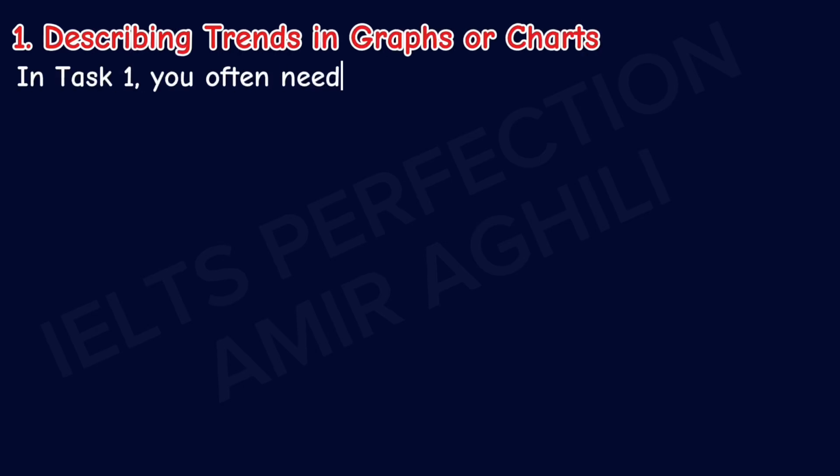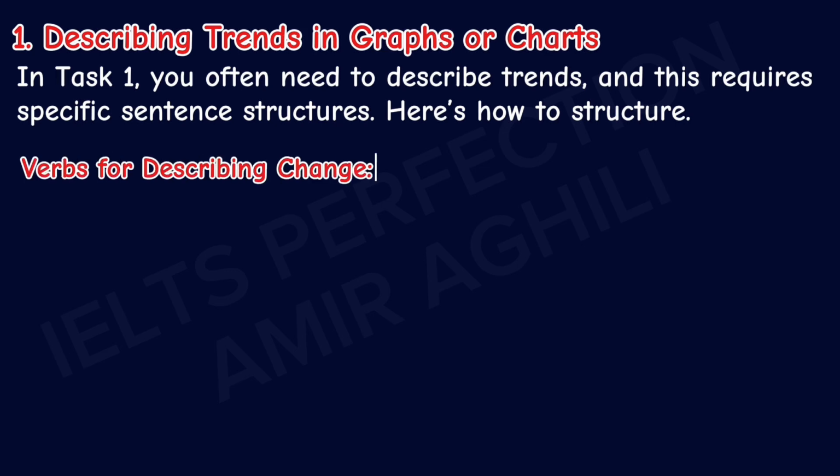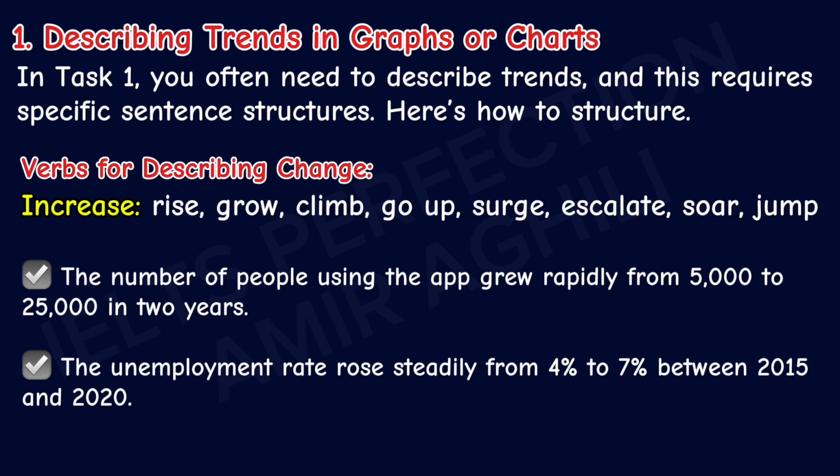Number 1 is describing trends in graphs and charts. In Task 1, you often need to describe trends, and this requires specific sentence structures. So, here's how to structure it. First of all, you need to use verbs to describe changes. For example, if you want to talk about increase, you can use the verbs like rise, grow, climb, go up, surge, escalate, soar, or jump.